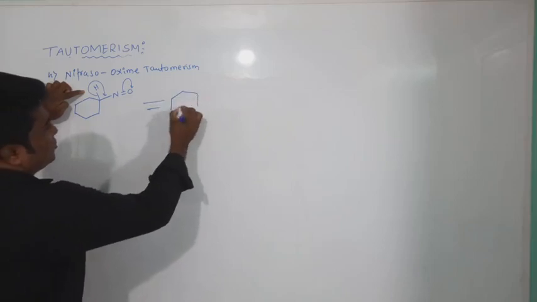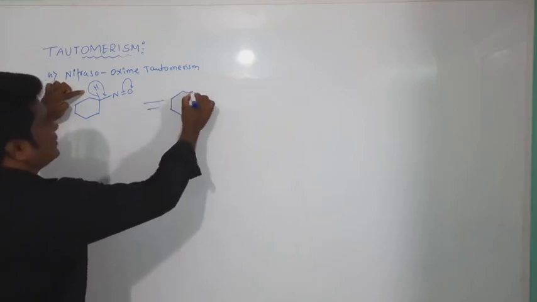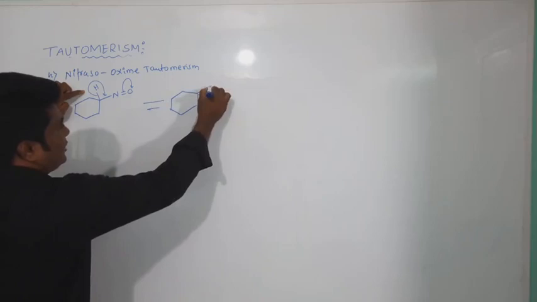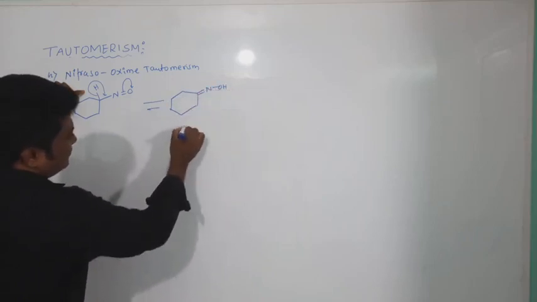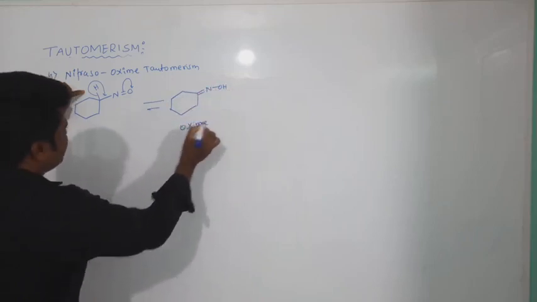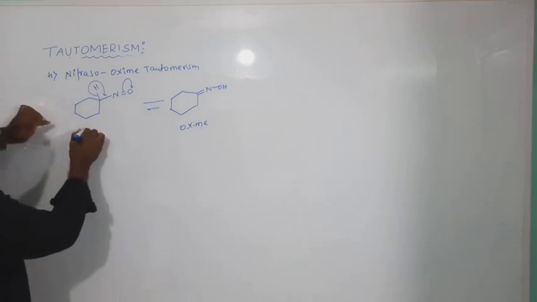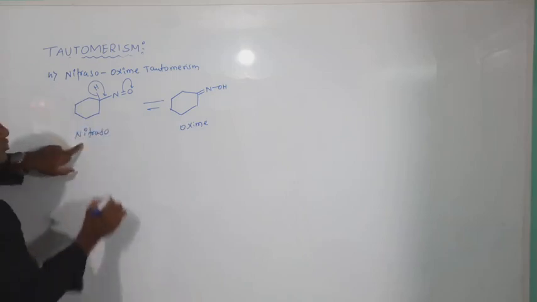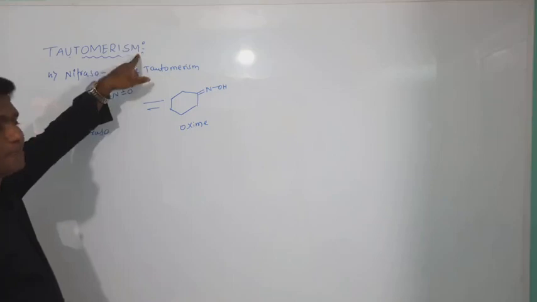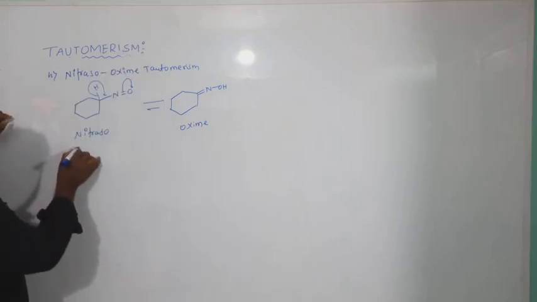That negative charge will take this hydrogen atom. Now you will get here double bond and OH. See, this is oxygen and this is nitroso. So this is called what? Nitroso-oxime tautomerism.